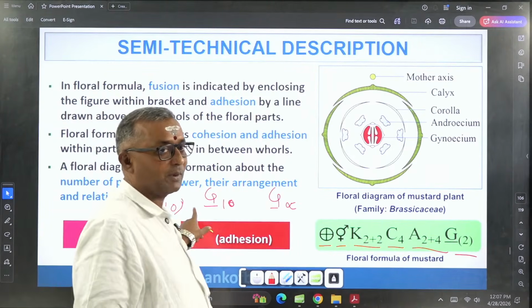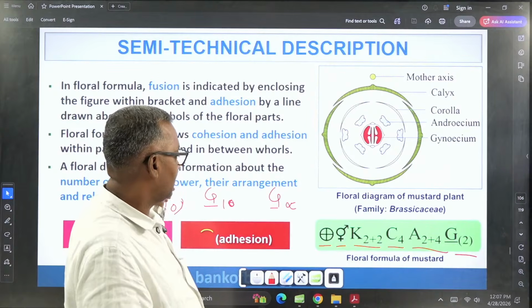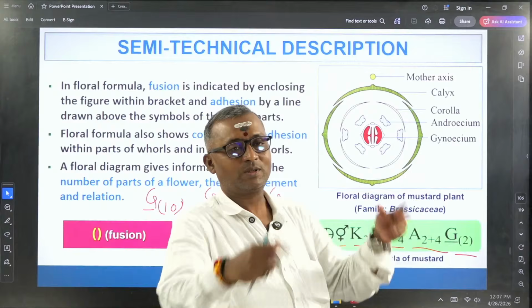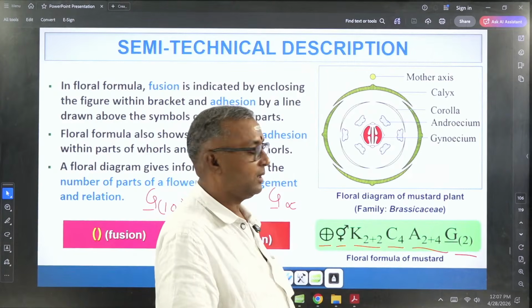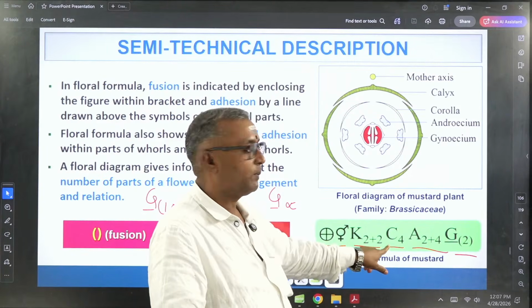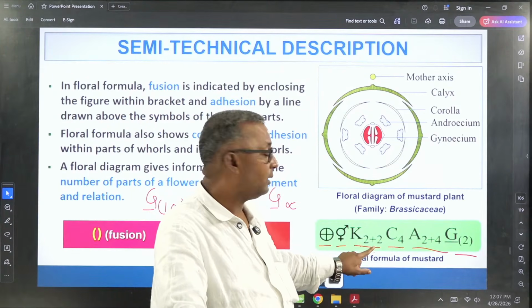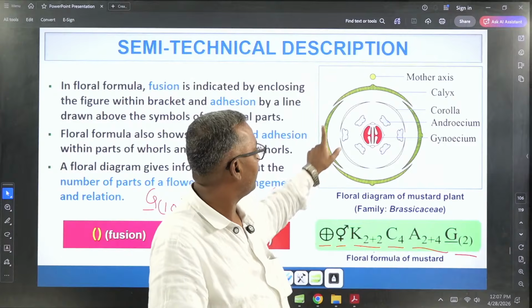If you keep a particular digit within the bracket, that represents that this whorl of floral leaves is fused. If there is no bracket, they are free. Look here, K2 plus 2. Is there any bracket here? No. That means all these 4 sepals are free.